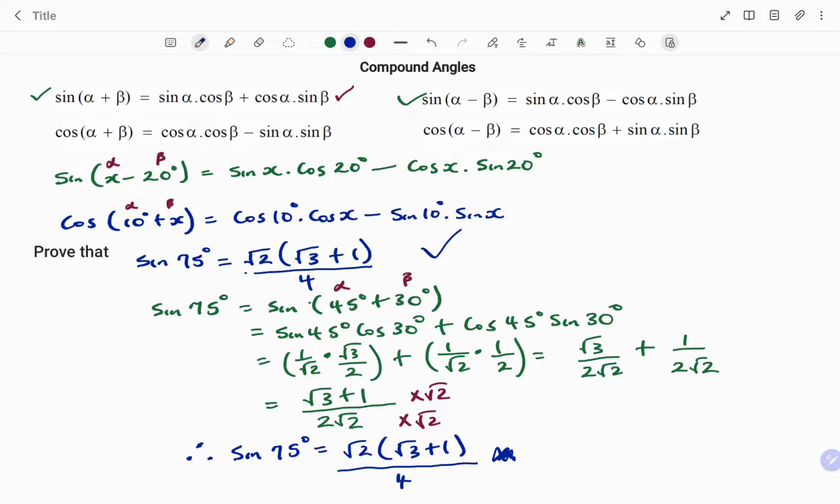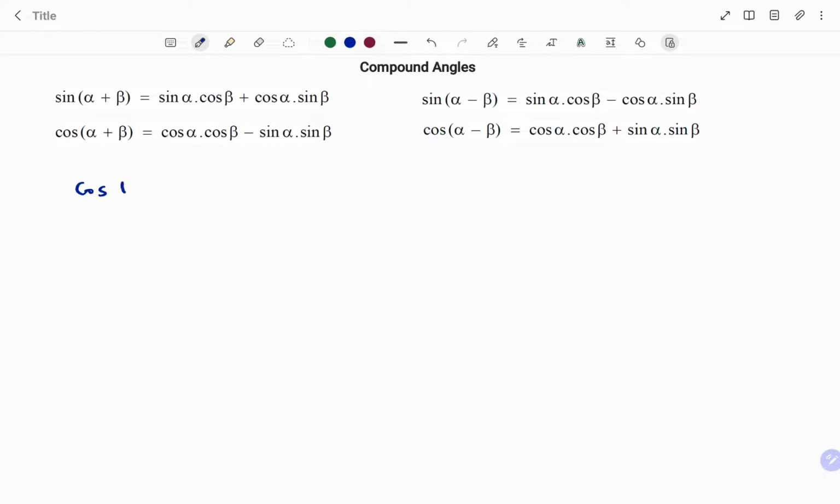If we're asked to simplify cos 15 degrees without the use of a calculator, I know that I can break down 15 degrees using my special angles. I could either use cos 45 degrees minus 30 degrees, or that's also equal to cos 60 degrees minus 45 degrees. 45 minus 30 will give me 15. 60 minus 45 will give me 15. For this example, I'm going to use cos 60 degrees minus 45 degrees.